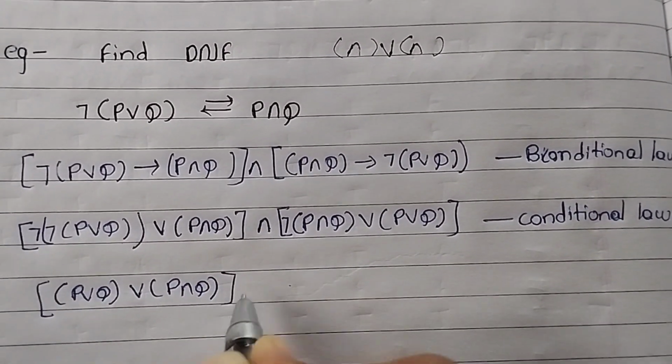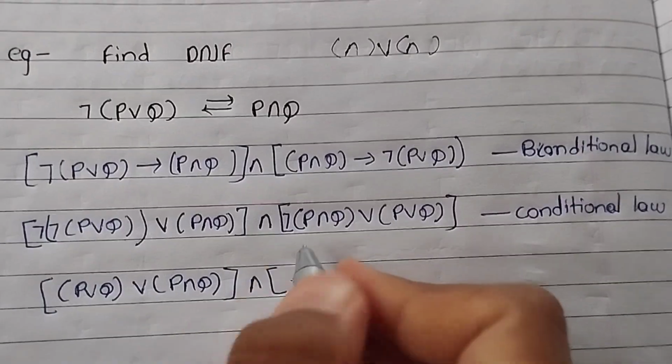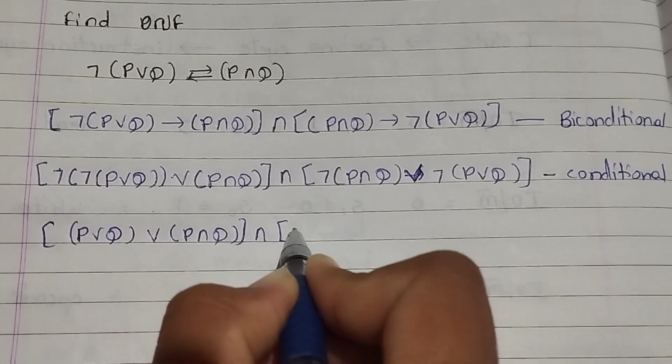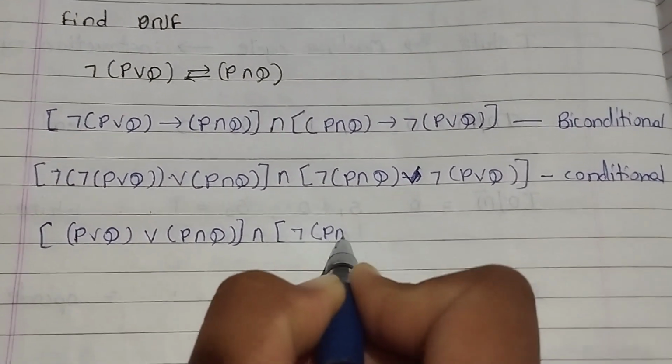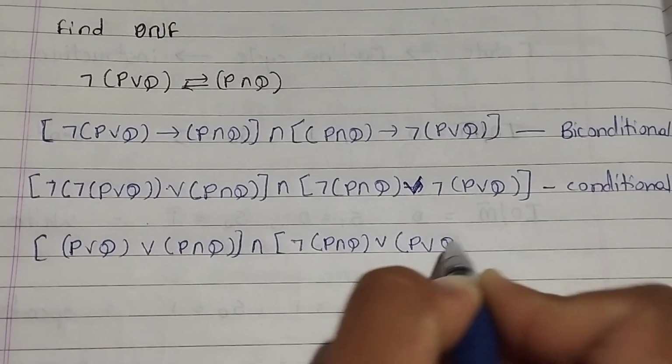This is one bracket, and the remaining is written as it is. Negation P and Q, or P or Q.